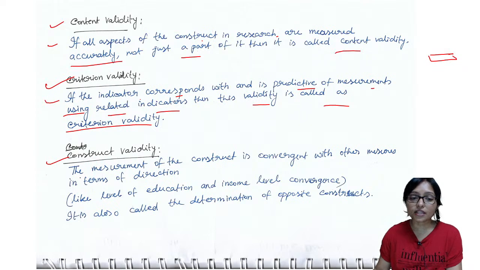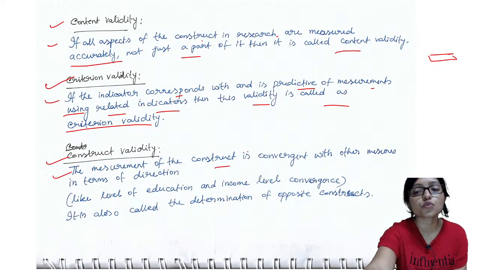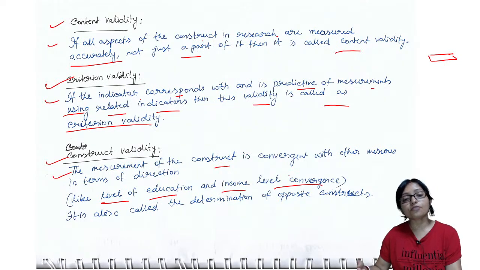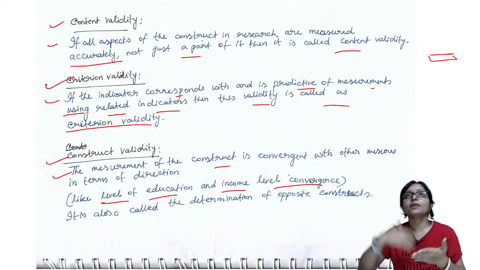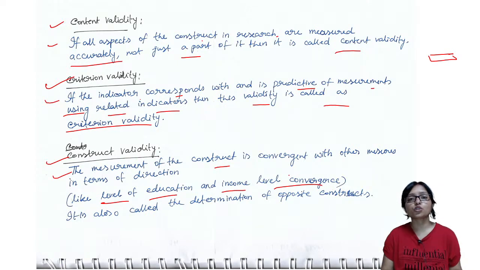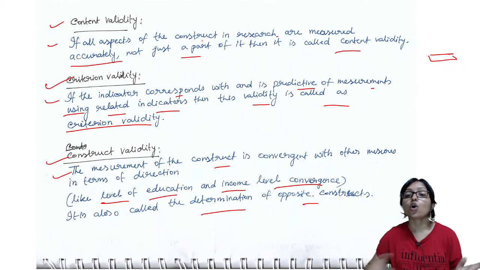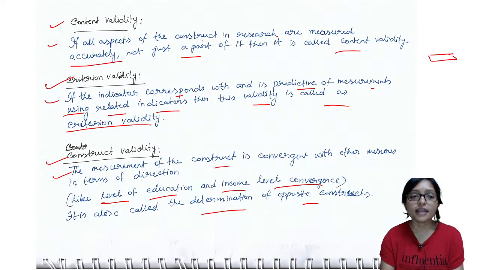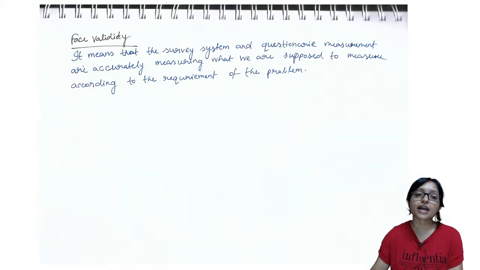Construct validity. What is construct validity? The measurement of a construct converges with other measures, like the level of education and the income level. So, if your education level is more, your income level will also be more. That is converged, and it also determines the opposite. If your education is not that much, then maybe you will not get that much income. So, that is construct validity.